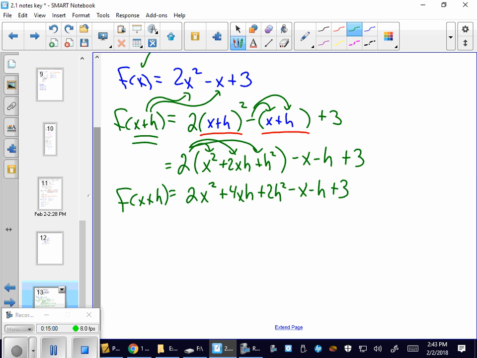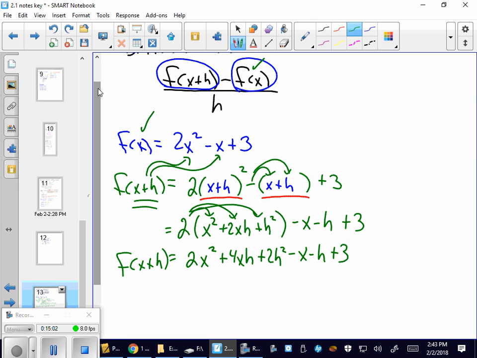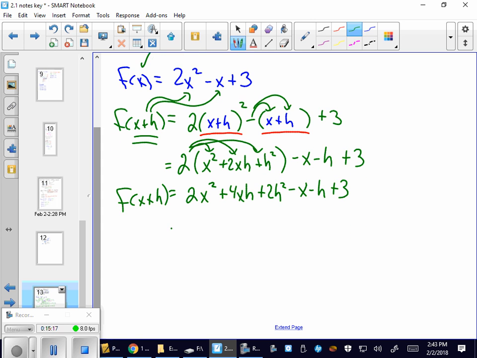Well, that's what I needed to fill into this top. I needed f of x plus h right here. I now have it. I already had f of x. We're just going to plug everything in now and simplify. So it's going to be quite a long fraction. f of x plus h goes in first, so I'm going to recopy that: 2x squared plus 4xh plus 2h squared minus x minus h plus 3.